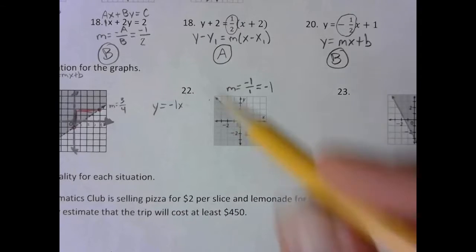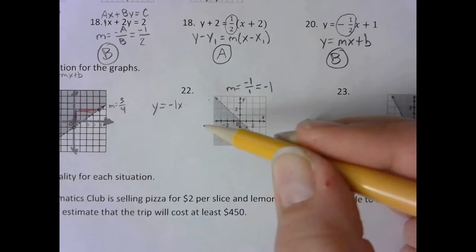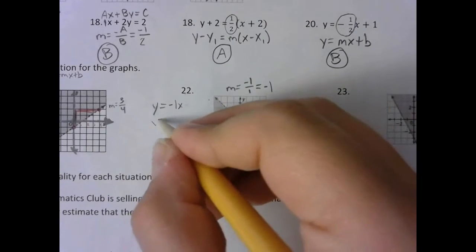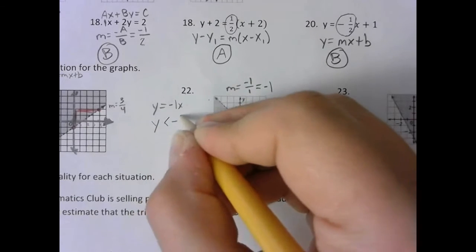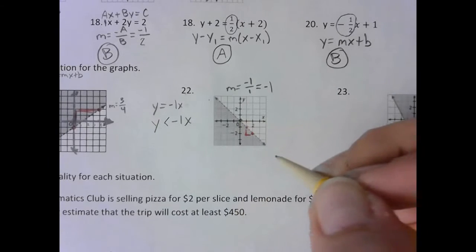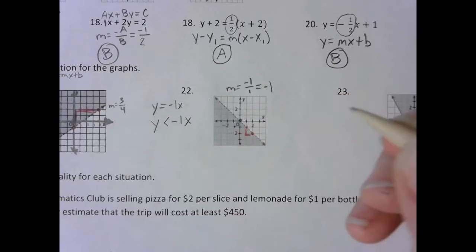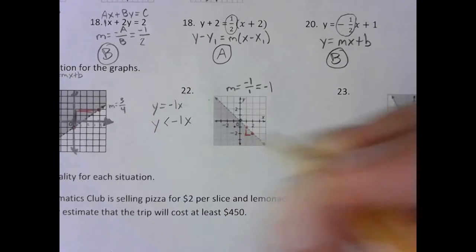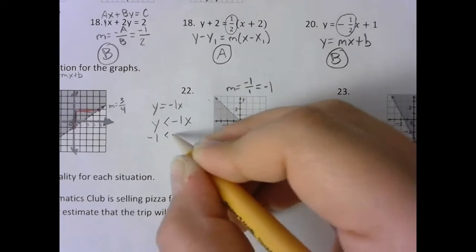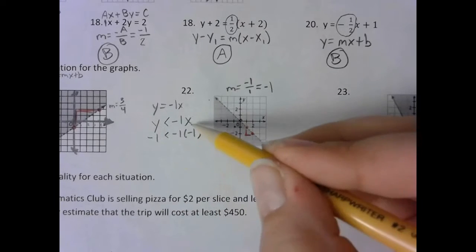I need to deal with my shading. Notice my line is dotted, so it's got to be less than or greater than. Cannot be equal to. I'm going to guess that y is less than -1x. That's my guess. Ooh, I can't use 0, 0 as my test point because that's on the line. So let's use -1, -1. That's definitely in the shaded area. So put -1 for x and y. So I just replaced y with -1, replaced x with -1.